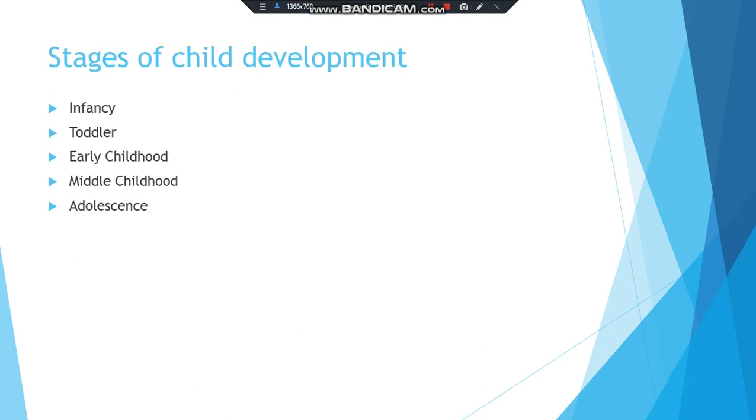Now let's start with the stages of child development. Here I have divided child development into 5 stages. The very first stage is infancy. In infancy, the child adjusts to the new environment outside the womb for the very first time. Infancy is the age from 0 to 1 or 2, not more than that.